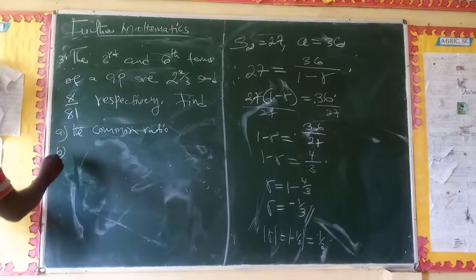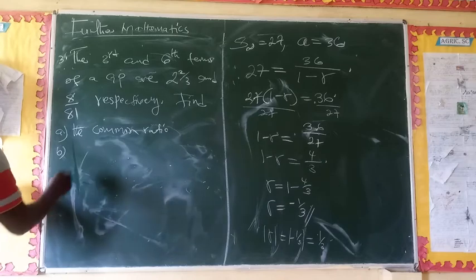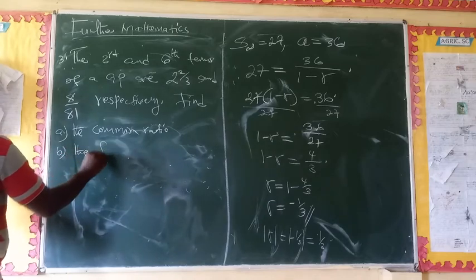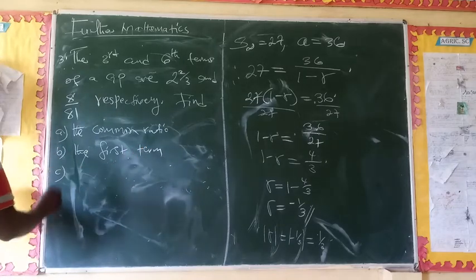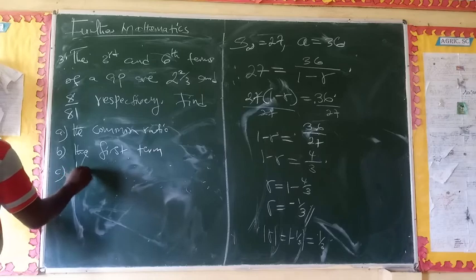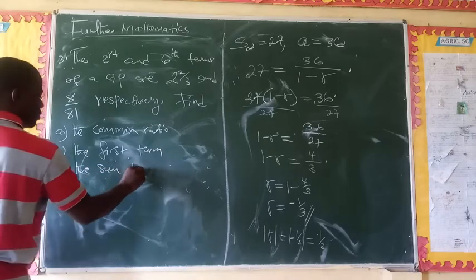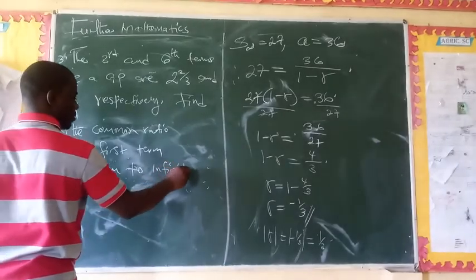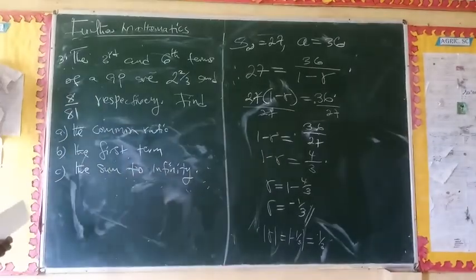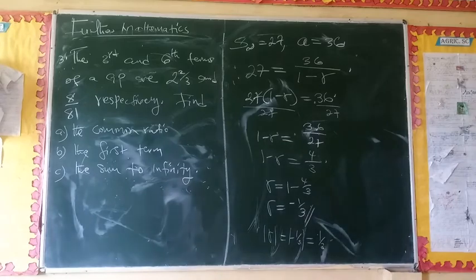B, the first term. C, the sum to infinity. That is it. Okay.